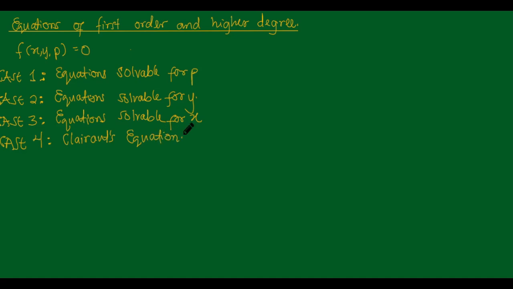So whenever you have differential equations of first order and higher degree, they usually come in either of these four cases. In this video, we'll be starting out with the first two cases. Then in our next video, we're going to take a look at cases 3 and 4 respectively. To consider case 1, which is the equations that are solvable for p, we're going to take a look at a question in order to discuss the method of solution.